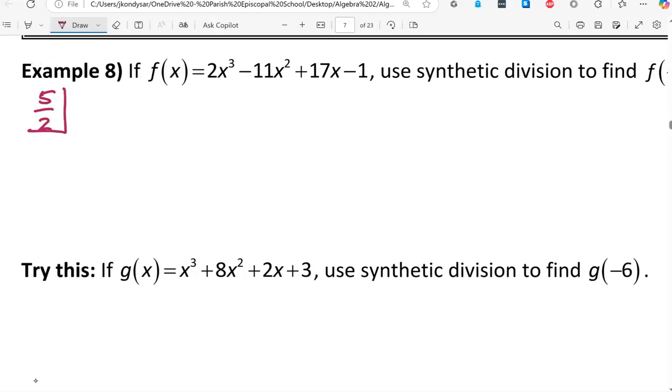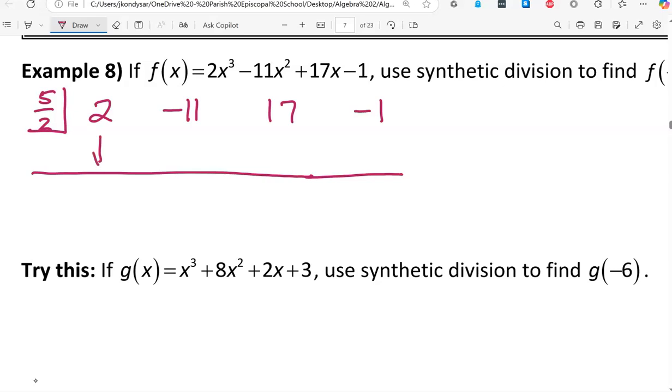So if I'm dividing by x minus 5/2, I'm going to put the 0 of the divisor, which is 5/2, in that box, skip a line, and draw that line below. Coefficients of the dividend go right next to that box, 2 for the x cubed term, negative 11 for the x squared term, 17 for the x term, and minus 1 for the constant.